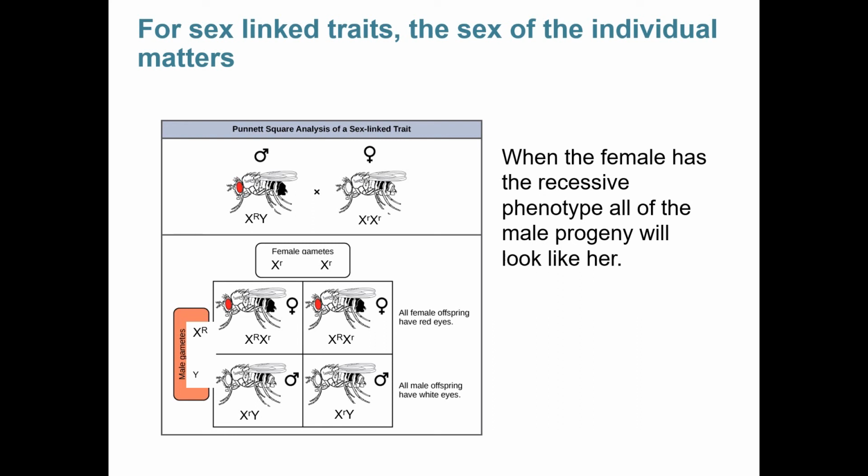That is different from what we would expect to see in a cross for autosomal traits. So when the female is true breeding and has the recessive phenotype, all of the male progeny will look like her and all of the female progeny will look like their father.